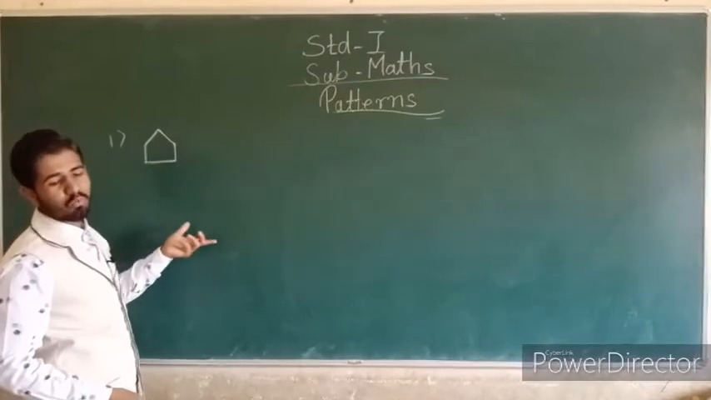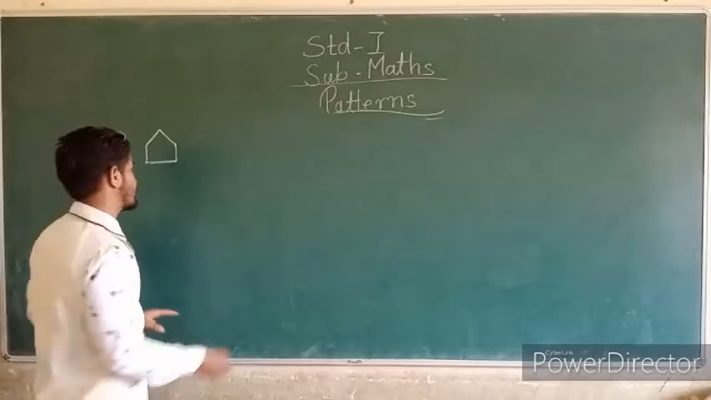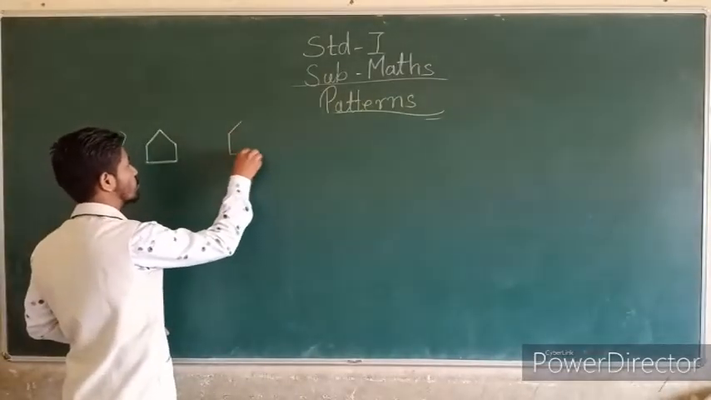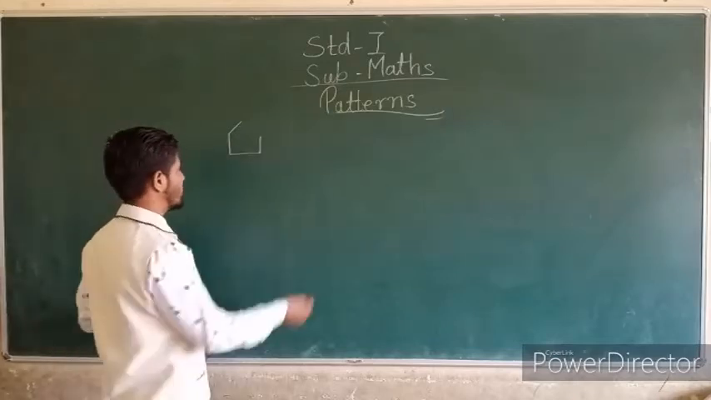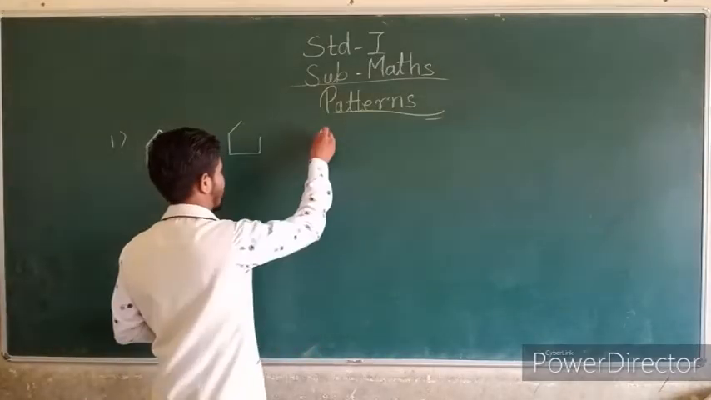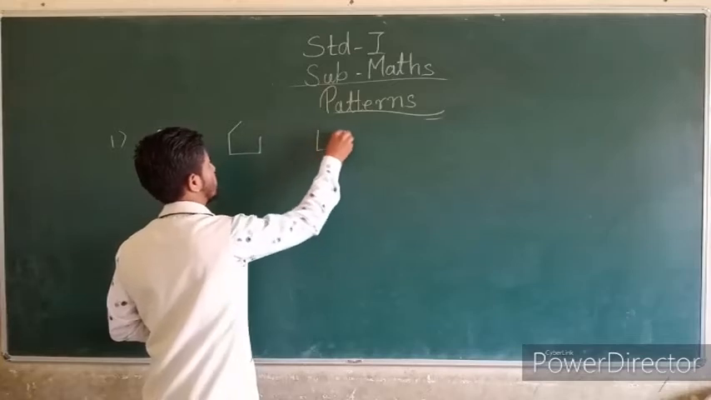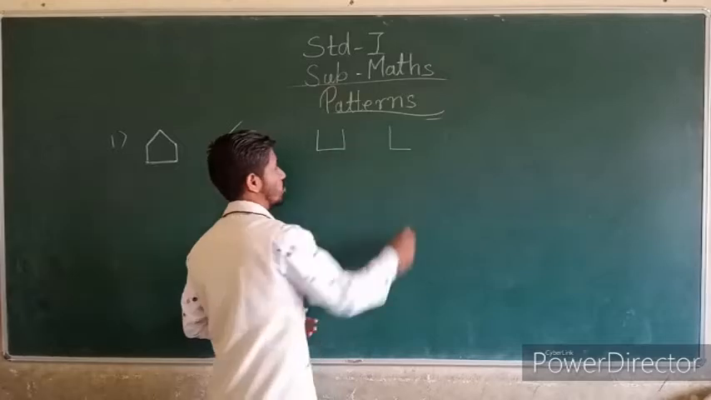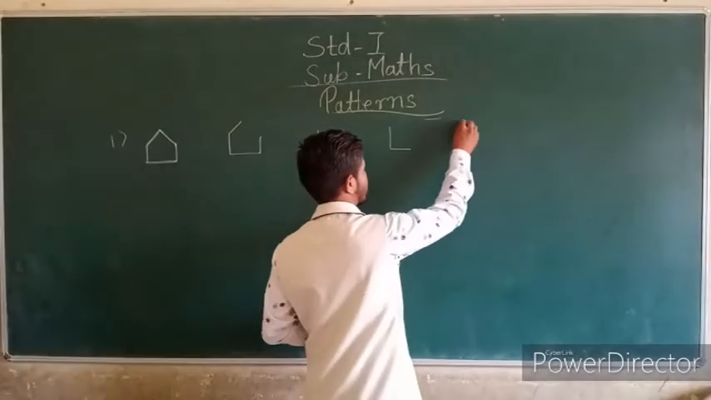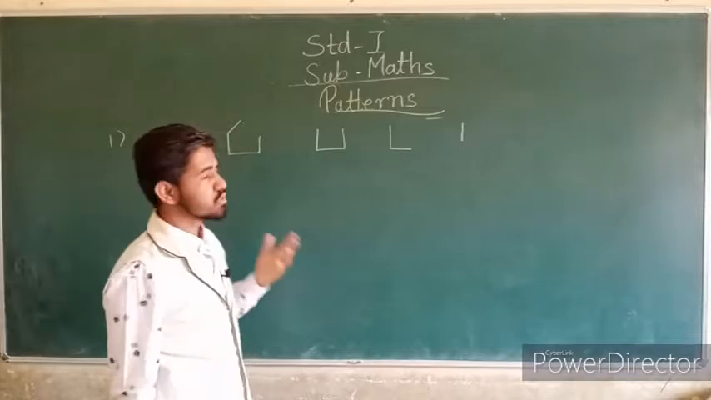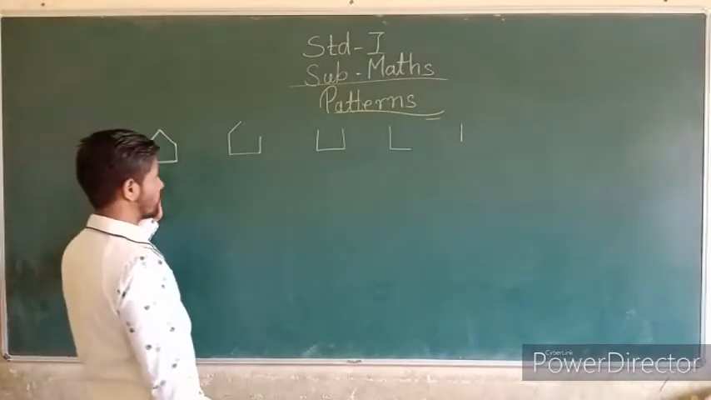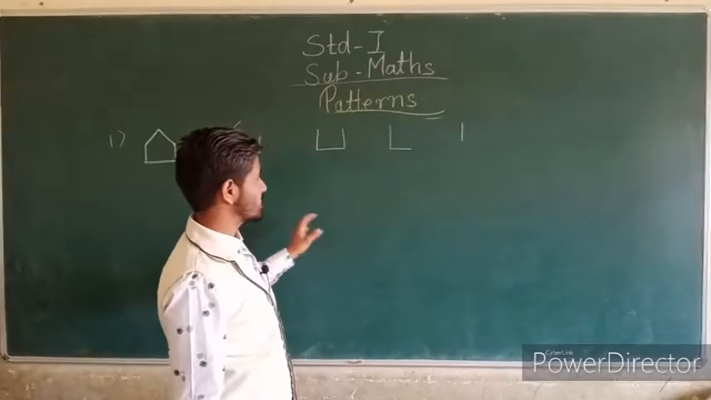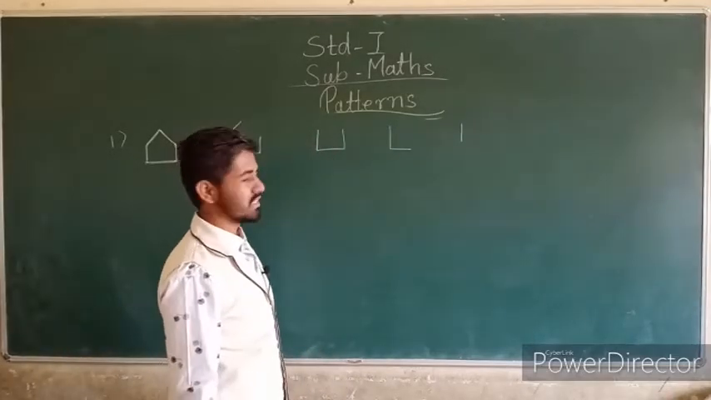And so what happened here? One stick decreases. For example, like this: 1, 2, 3, 4. Next, two sticks decrease like this: 1, 2, 3. Next, three sticks decrease: 1, 2. Next, there is only one stick. So what happened here? This is the home, and one stick decreases each time.